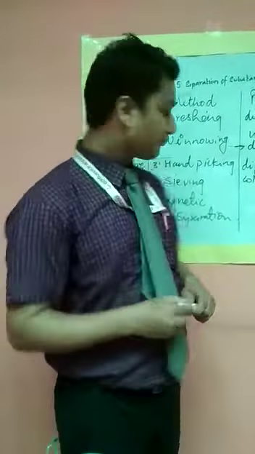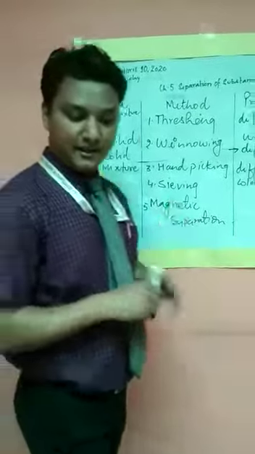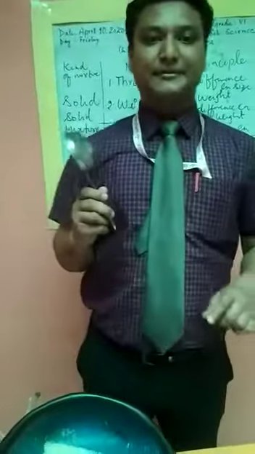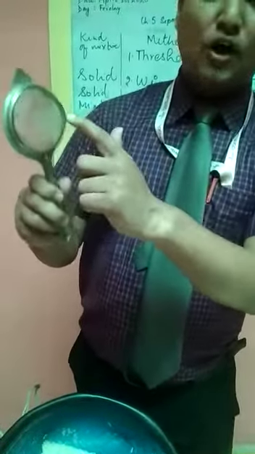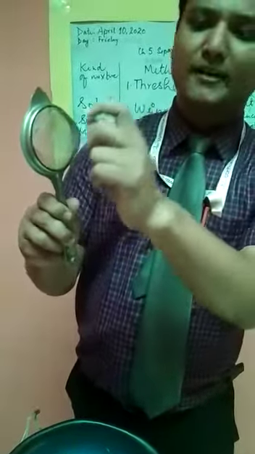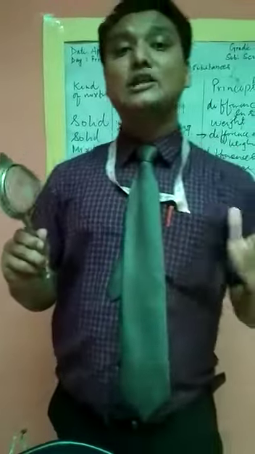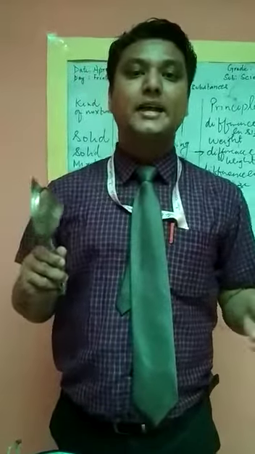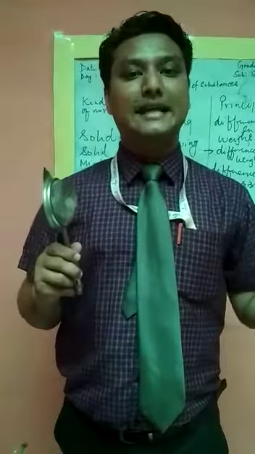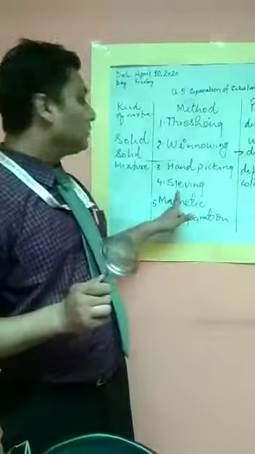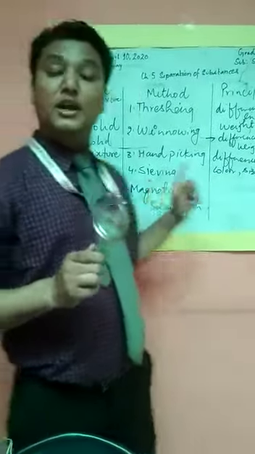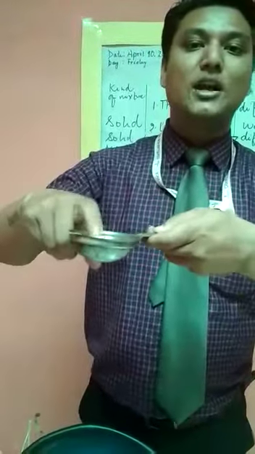Next we have sieving. This is a sieve. If you look, there are very minute pores on the sieve. There is a range of sieves available in the market, of different sizes. How do we separate components of a mixture using sieving? The principle is simple. There will be a solid which can pass through the sieve, and there will be a solid which remains on the sieve.